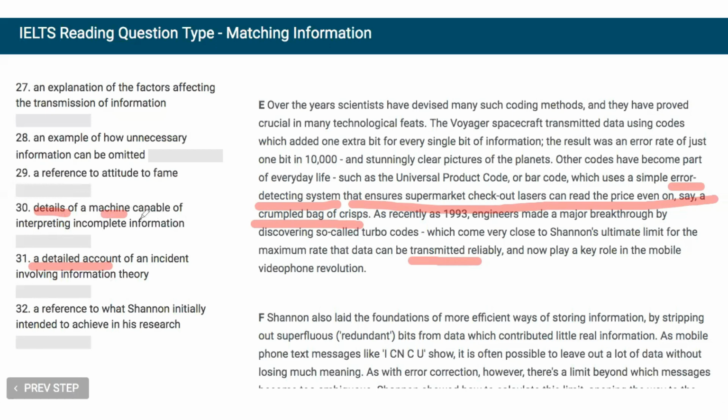Now, the fact that it has machine here, and we see supermarket checkout lasers, that is an example of a machine, and this is quite detailed in its explanation. And so I would say that E is better for number 30 and not number 31. Number 31 I would keep at paragraph A.